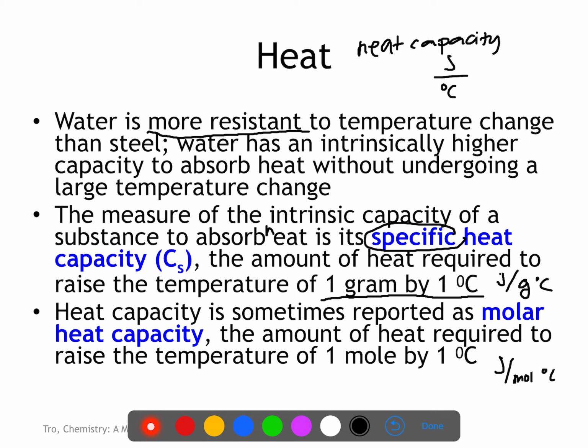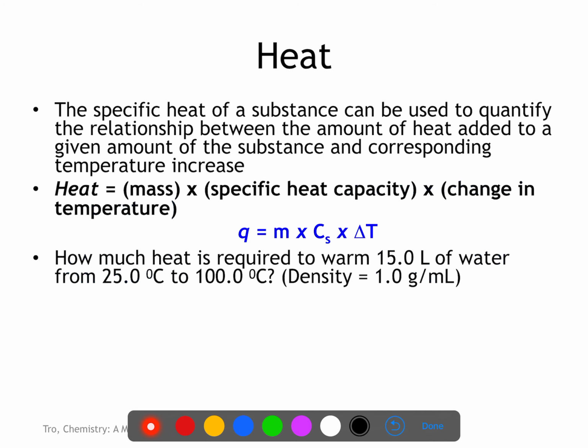Now, all of this can be added together to define different aspects of a chemical reaction. The specific heat of a substance can be used to quantify the relationship between the amount of heat added to a given amount of the substance and the corresponding temperature increase. Woo, that was a lot. Basically, when we're looking at specific heat, we have joules over gram degrees Celsius. So I can figure out heat, Q, mass, and temperature. And since it's a reaction, we're always thinking temperature change.